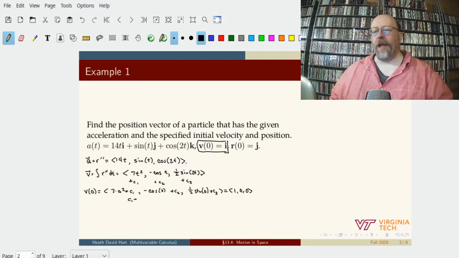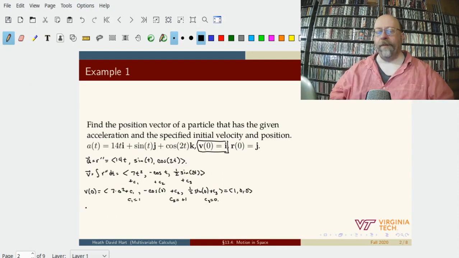And so c1 has to equal 1, and be careful here, c2 has to equal positive 1 also, because negative cosine of 0 is minus 1, and we need to change it back to a 0. c3 is equal to 0. So these are our constants. And so now we know that the velocity is 7t squared plus 1, negative cosine of t plus 1, 1/2 sine of 2t.